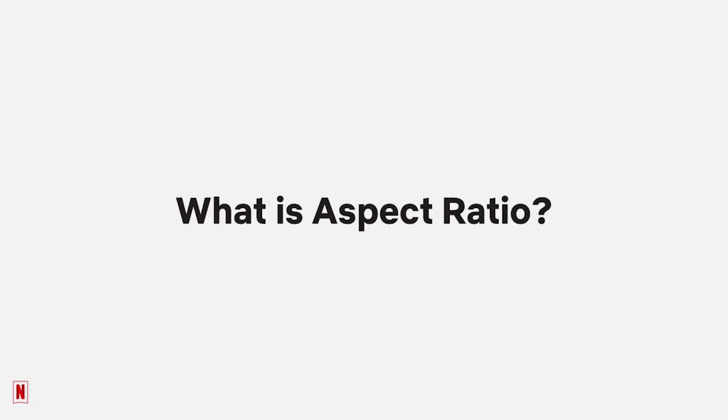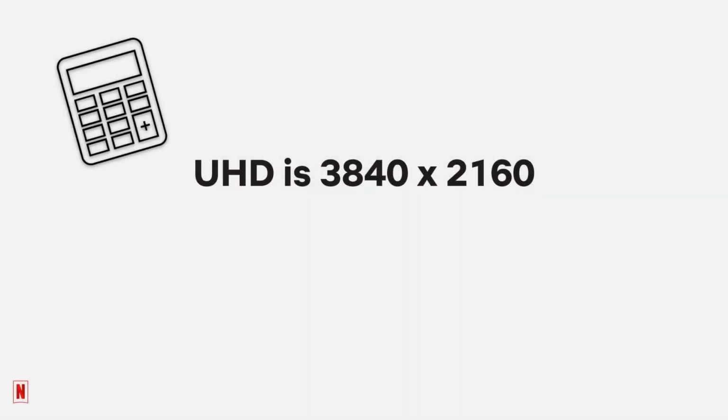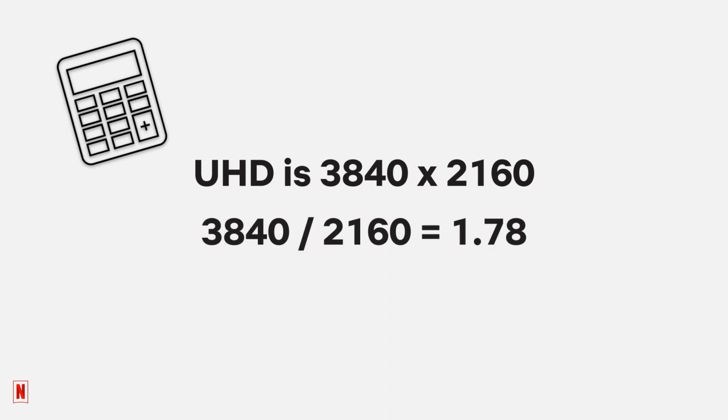Okay, what is aspect ratio? Let's quickly touch on the basics. It's just math, and it's not the scary kind. The pixel resolution of UHD is 3840 by 2160. So if we divide 3840 by 2160, this equals 1.78, and that is our aspect ratio based on the pixel resolution.